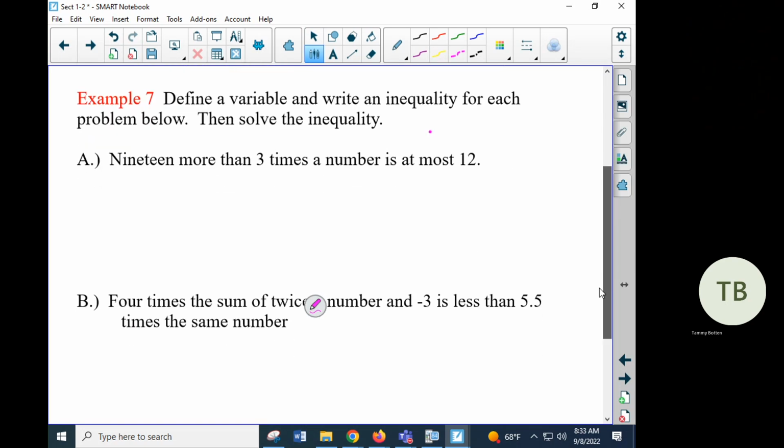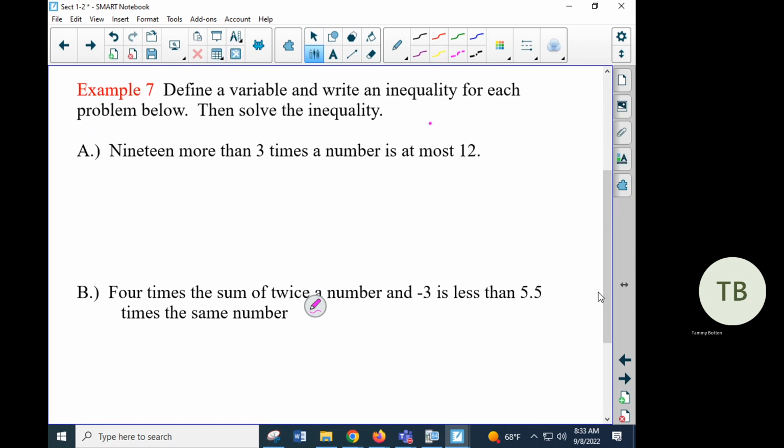So this first one says define a variable and write an inequality for each and then solve it. So we're just going to go through and write the inequality because I think we solved enough, but it says 19 more than 3 times the number. How would I write 3 times the number? 3x. Now let's do 19 more than that. With more than, do you all know that's plus? I can put plus 19 at the end or 19 plus at the beginning. With addition, it doesn't matter. So I'm going to go plus 19 is at most.